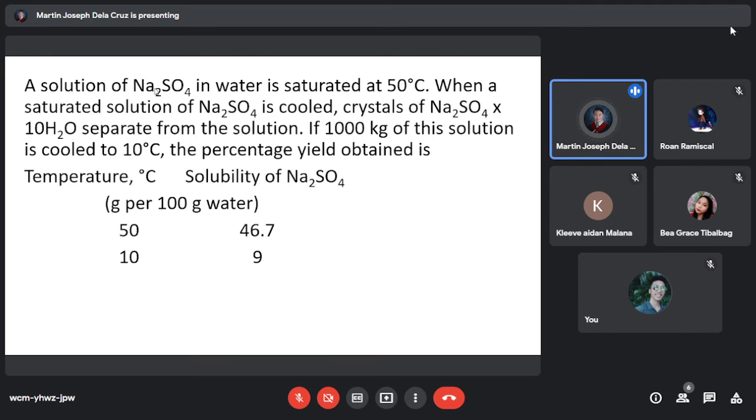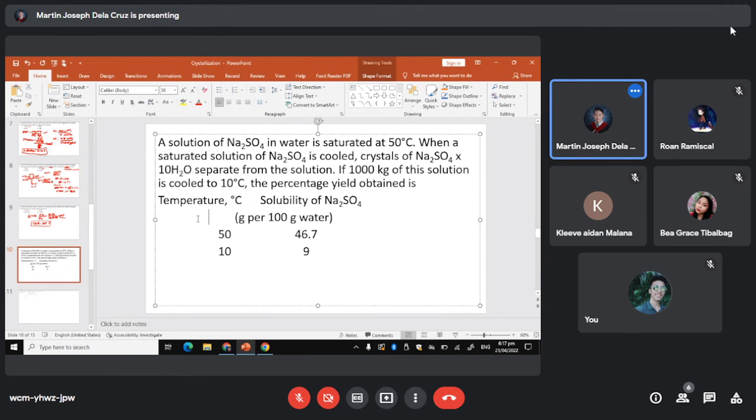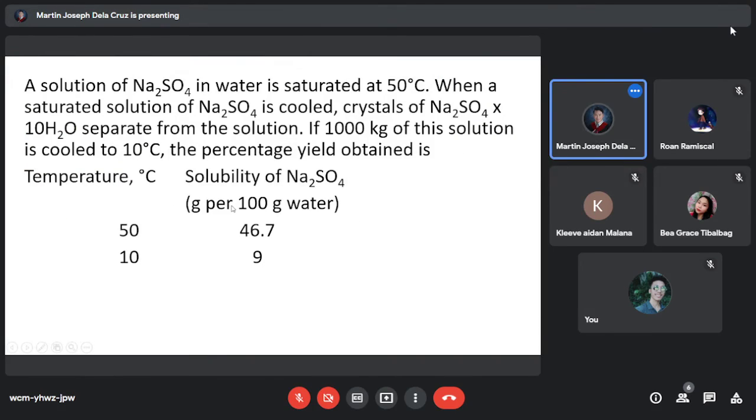So given the temperature here, which is 50 degrees Celsius and 10 degrees Celsius, and then your solubility here, which is sodium sulfate, gram per 100 grams water. So yung solubility natin is naka-gram per 100 gram water. So, paano natin ito isosolve, class?